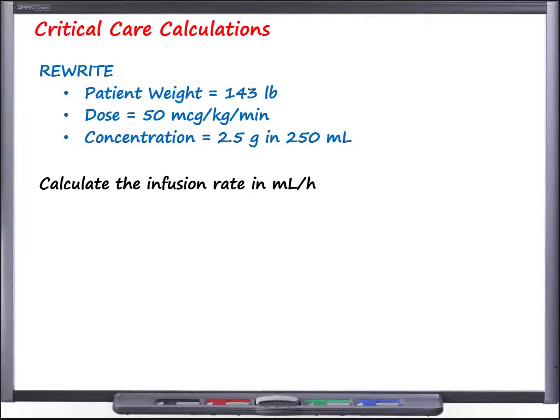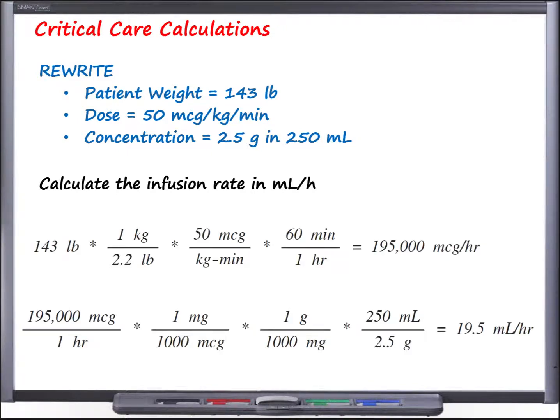I'll remind you what we're trying to calculate here is an infusion rate in the units of milliliters per hour. So where do we start? I'll show you my formulas here. Where we start is with the patient. We're going to base our dose off of our patient. So what is our patient's weight? We were told their weight was 143 pounds.